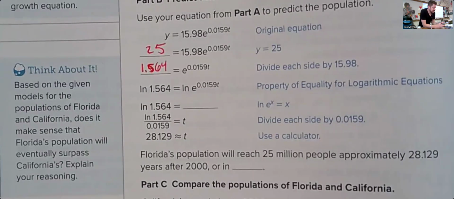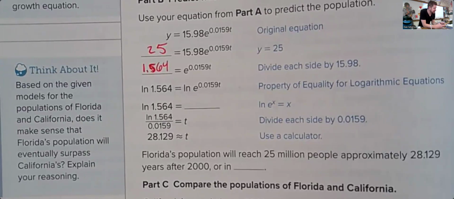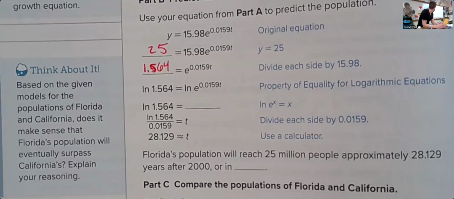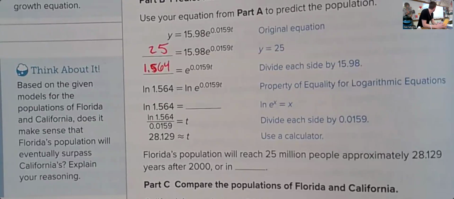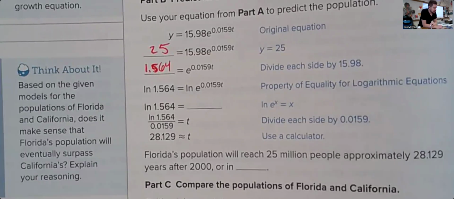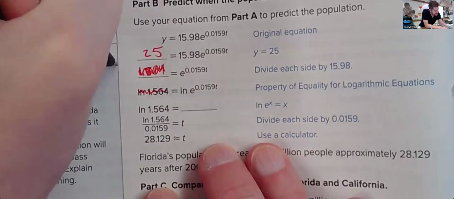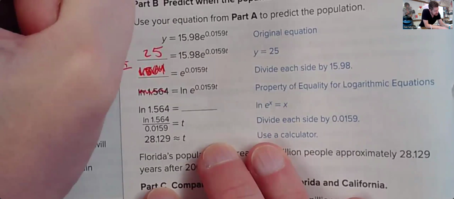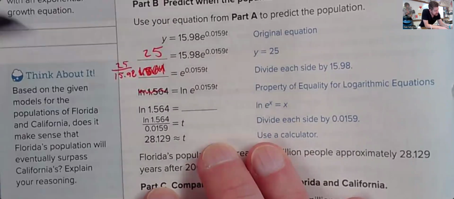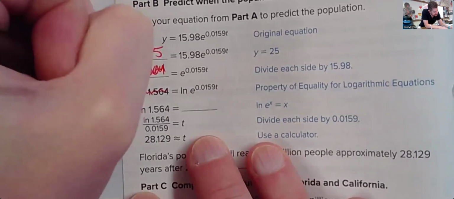Let's see, 25 divided by 15.98. I'm just going to do the math to make sure. Yeah, they're estimating though. I don't like that. Not a fan of that. I'm going to cross that out. I'm actually going to cross this out as well. I'm going to write 25 over 15.98 here, and over here, I'm going to do ln, and then in parentheses, 25 over 15.98.